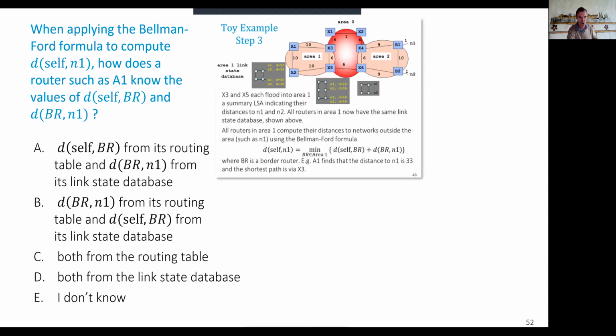So that's the principle. Quick question. When we apply the Bellman-Ford formula, how does A1 know? This Bellman-Ford formula says, in order to compute a best route, I need to aggregate two things: the distance from self to a border router, and the distance from the border router to the prefix. By which mechanism did I get those two pieces of information?